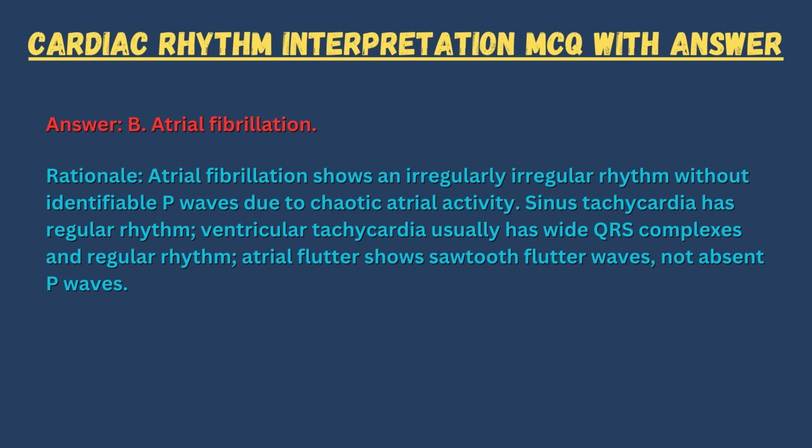Answer: B. Atrial fibrillation. Rationale: atrial fibrillation shows an irregular rhythm without identifiable P waves due to chaotic atrial activity. Sinus tachycardia has regular rhythm. Ventricular tachycardia usually has wide QRS complexes and regular rhythm. Atrial flutter shows sawtooth flutter waves, not absent P waves.